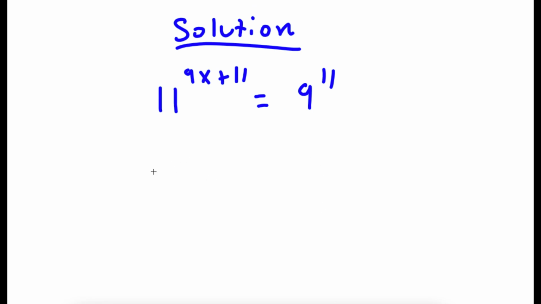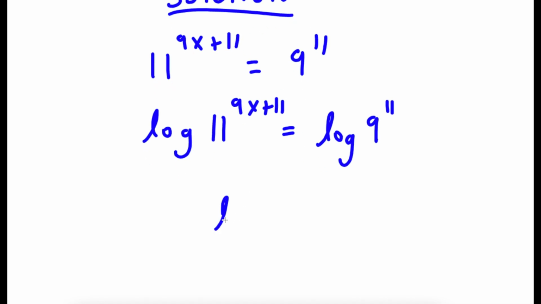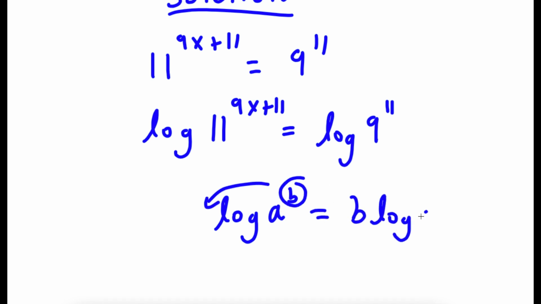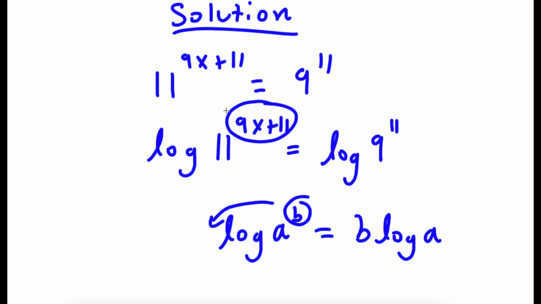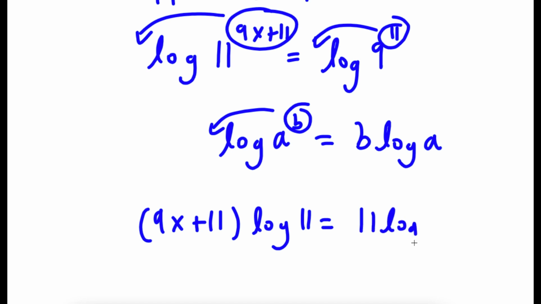Now if I take the log on both sides, I have log 11 to the power of 9x plus 11 is equal to log 9 to the power of 11. If I have something in the form log a to the power of b, I can move this exponent of b to the front. So this is equal to b times log a. So I can move 9x plus 11 to the front, and I can move 11 to the front. So now I have 9x plus 11 times log 11 is equal to 11 times log 9.